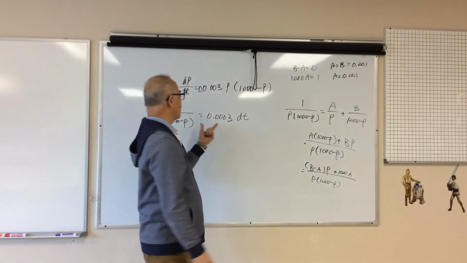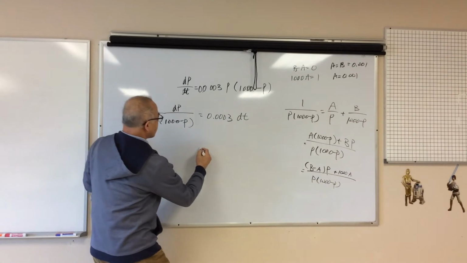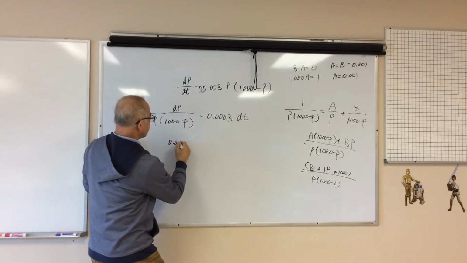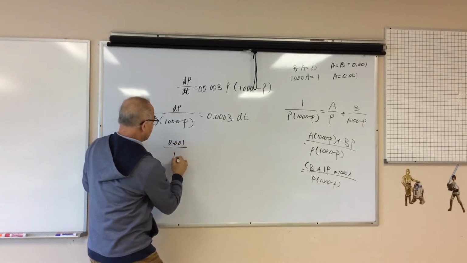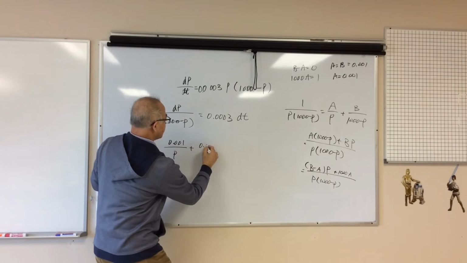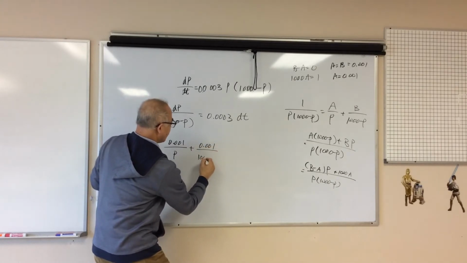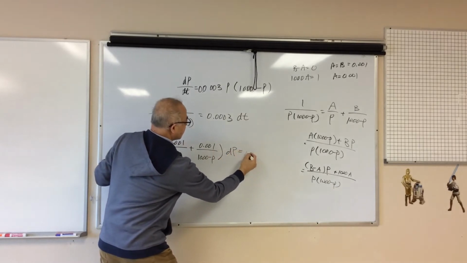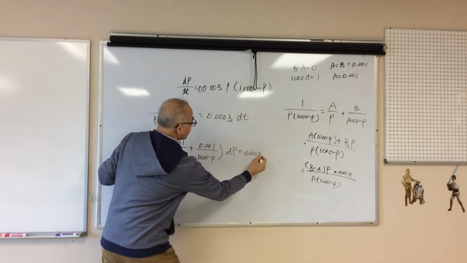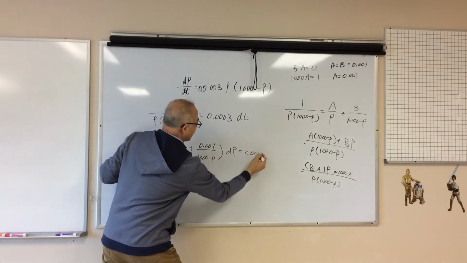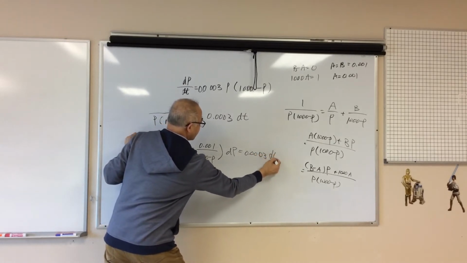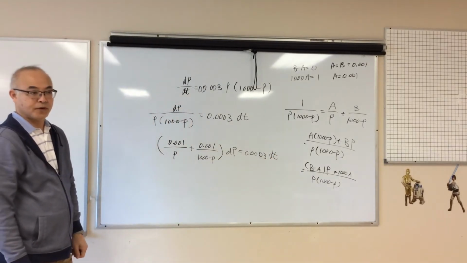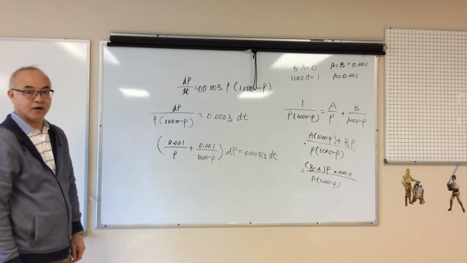All right. So in other words, I can say that this is 0.001 over P plus 0.001 over (1,000 minus P), dP, equal to 0.0003, missing a zero again, dt. Okay? We good? Any questions so far?